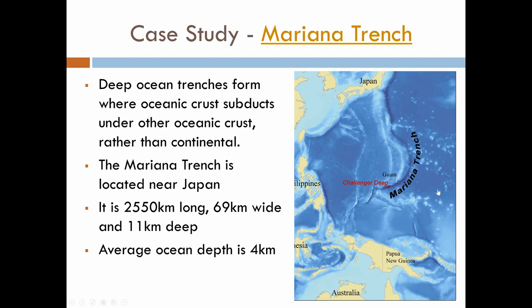It's an interesting situation here. We actually have this plate subducting under that plate, and that plate subducting under that plate. So we get like a triple point over here at Japan. We'll talk about that at another time. So Mariana Trench is very, very deep, so 11 kilometers. Average ocean depth is only 4 kilometers. So that tells you it's pretty damn deep, and it's 2,500 kilometers long.